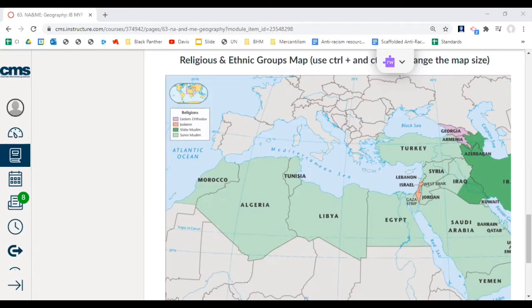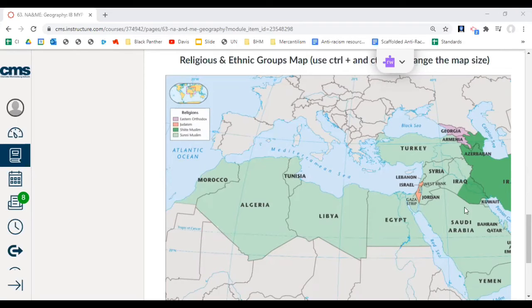All right, yeah, we're getting there. So we take a look, right? This map shows us different religious groups. Now, if you look, Islam is going to be the most dominant, okay? But you have two different groups of Islam, almost like denominations of Islam, the Shia and Sunni.